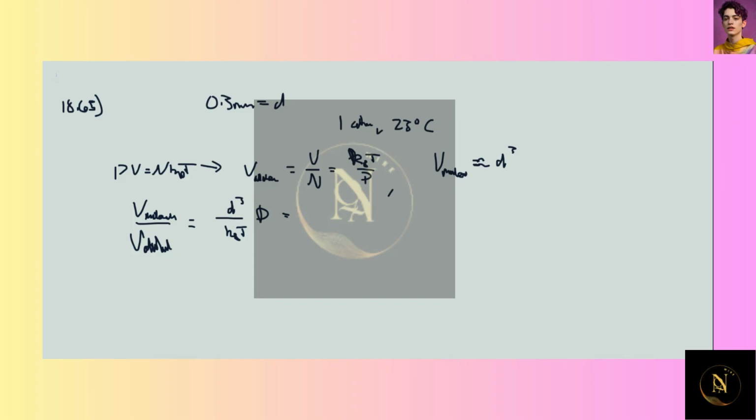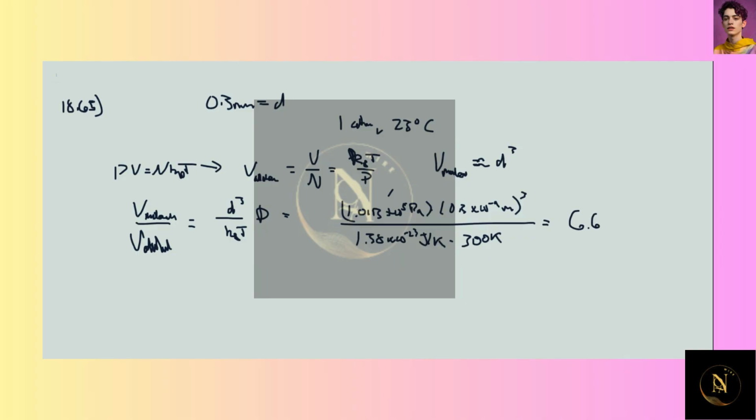So we can plug all this in now. If we're at 1 atmosphere, that's 1.013 times 10 to the 5th pascals. And now our D is 0.3 times 10 to the negative 9 meters. Cube that. Take that all over 1.38 times 10 to the negative 23 joules per Kelvin times 300 Kelvin.